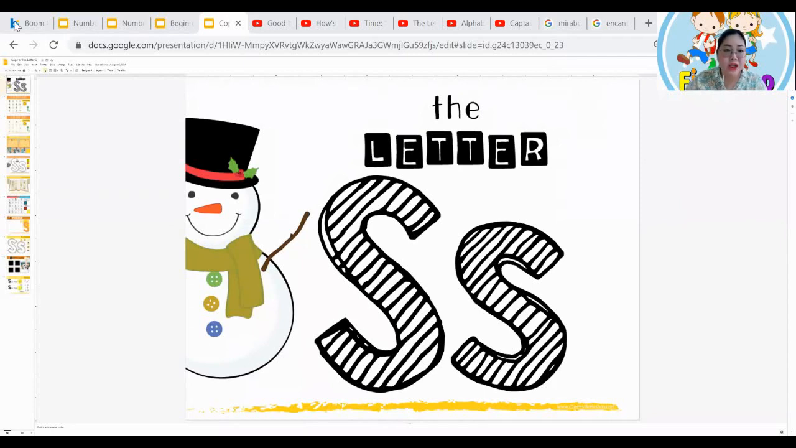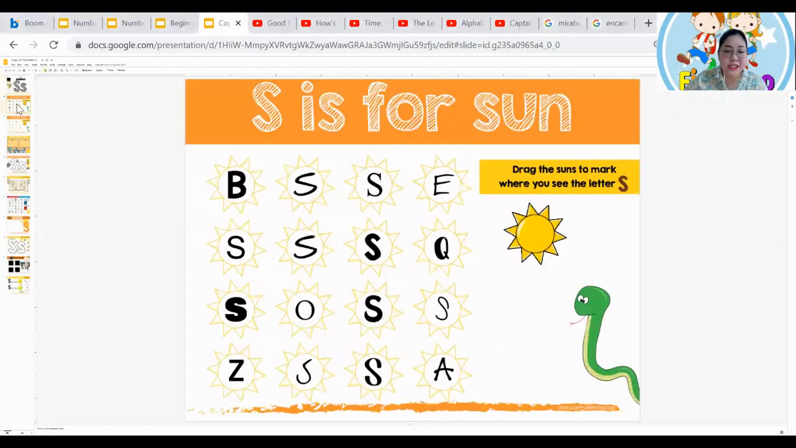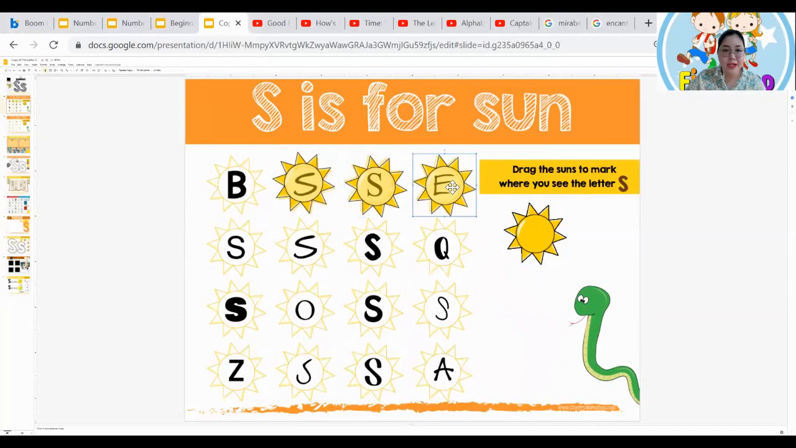We have the letter S here. So the first thing we have to do is we have to help the snake find all the capital letter S. And we are going to cover it with the sun. Is this the capital letter S? No, it's capital letter B. How about this one? Is this capital letter S? Yes, it is. How about this one? Is this capital letter S? Yes, it is. How about this one? Is this capital letter S?